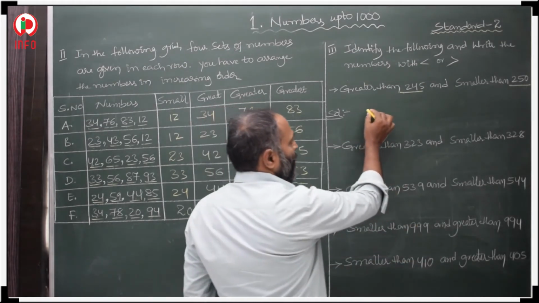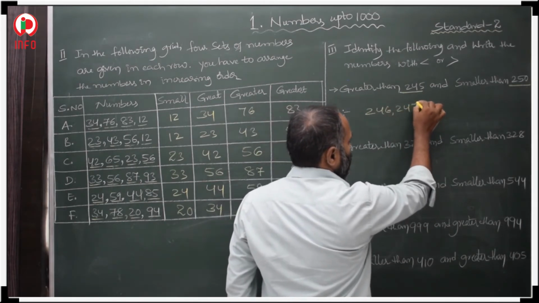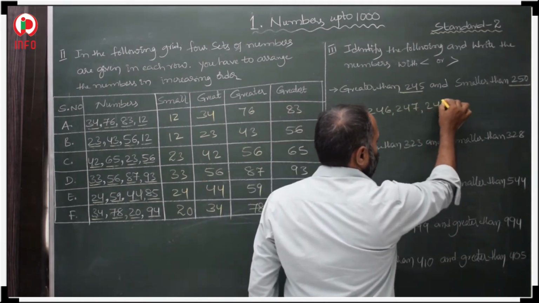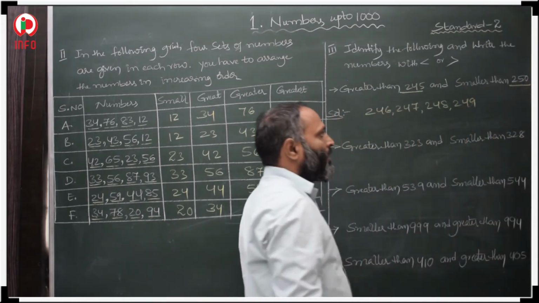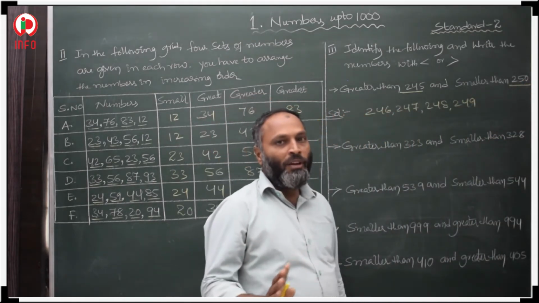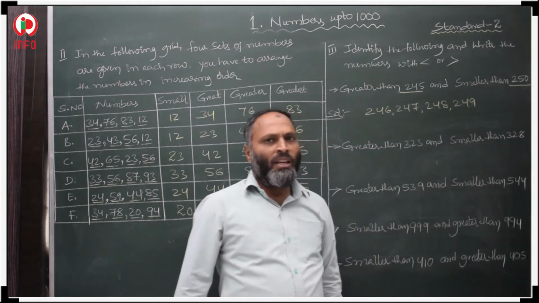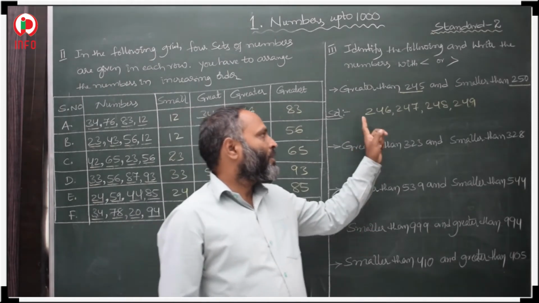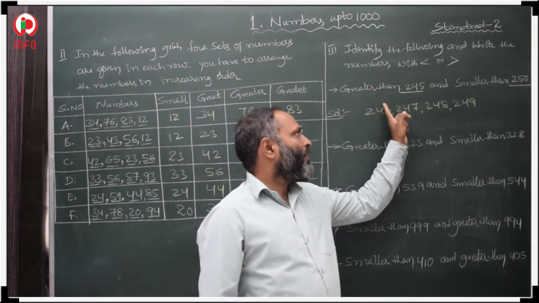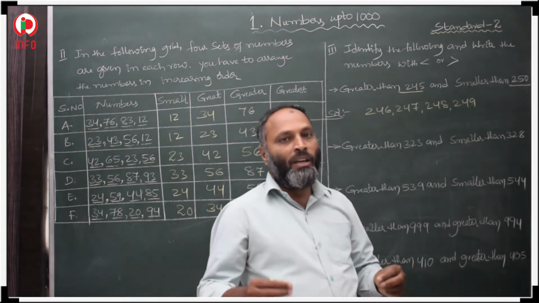Greater than 245 is 246, 247, 248, 249. Till 250, don't write 250, because we want numbers less than 250. Till 249, the numbers are less than 250. These numbers are more than 245 and less than 250. It means we have to write the in-between numbers.